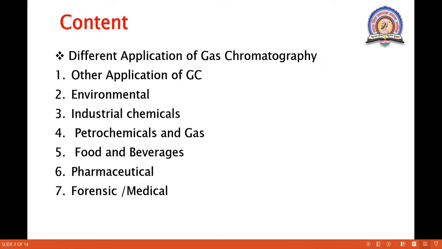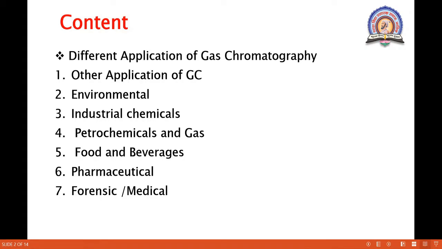In the previous lecture, we discussed the stationary phases used in gas chromatography, then the stationary phases used in capillary column and packed column, then how the deactivation of the surface is done, and the partition coefficient. This part we have already seen in the previous lecture. Student, in today's lecture, we discuss the different applications of gas chromatography.